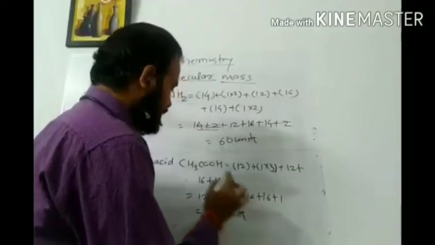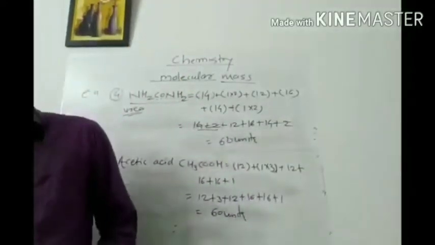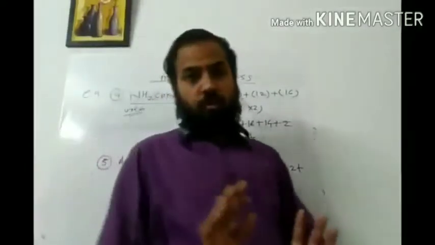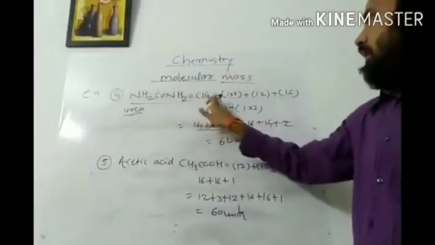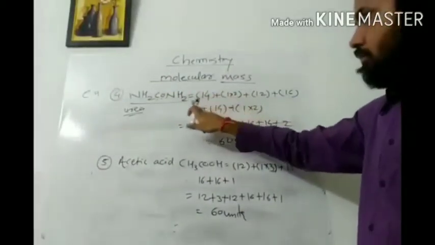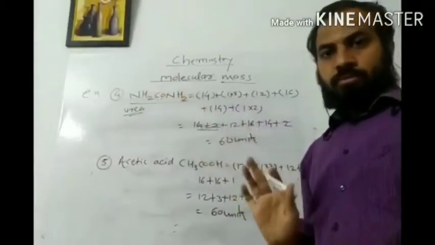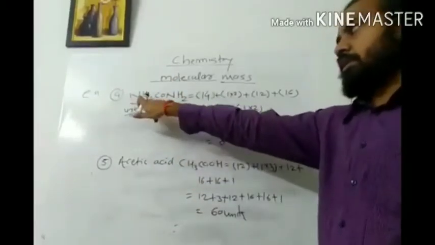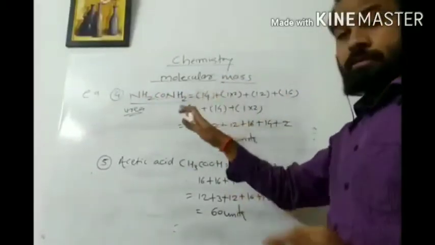Okay, so in this way you can easily calculate the molecular mass. Basically it is the sum total of the mass of all the atoms. How can we define molecular mass? It is the sum total of all the atoms of the molecule. So here I am considering nitrogen, hydrogen, carbon, oxygen, all the atoms of the molecules.